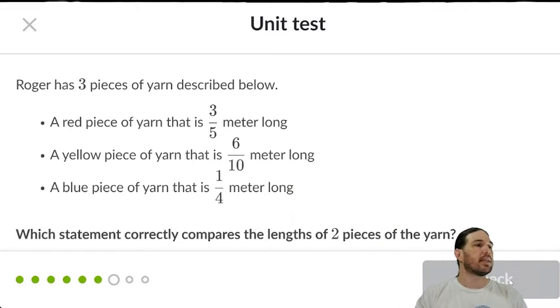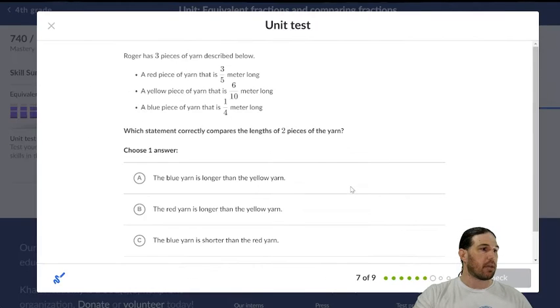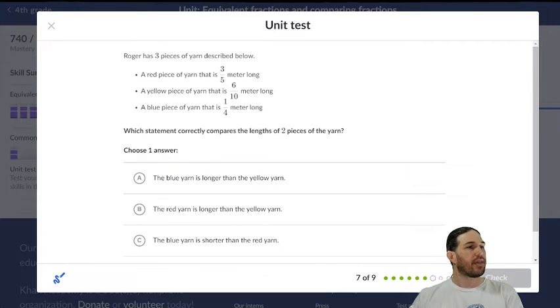Roger has 3 pieces of yarn described below. A red piece of yarn that is 3/5 of a meter long, a yellow piece of yarn that is 6/10 of a meter long, a blue piece of yarn that is 1/4 of a meter long. Which statement is correct? The blue yarn is longer than the yellow, the red is longer than the yellow, or the blue is shorter than the red. The correct answer is that the blue yarn is shorter than the red yarn. 1/4 is less than 3/5.